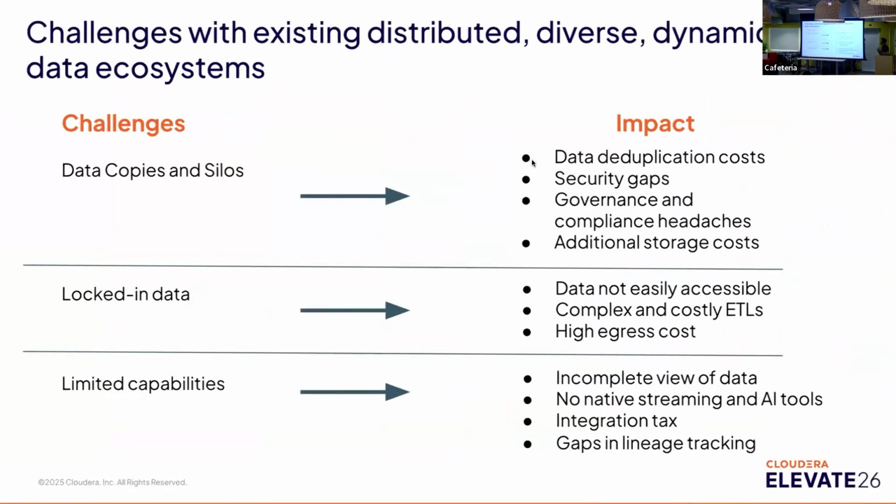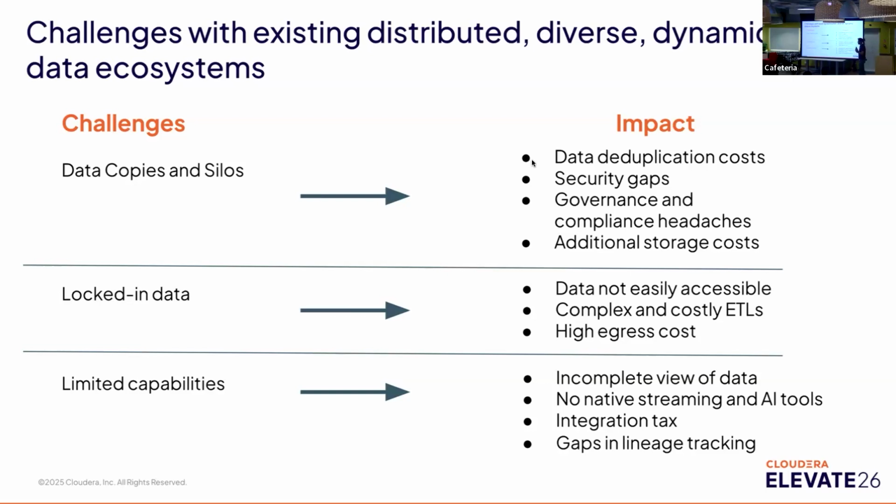So talking about the challenges I was mentioning, there are three major challenges that the current state of the data ecosystem has, right? The first is data copy, creating a lot of data silos, which in turn impacts the overall data duplication cost, right? Because you're performing ETL, but the data already exists. Then it creates a security gap on what environment, what users should have access to it, creates governance issues, compliance headaches, right? And obviously additional storage costs that you're creating.